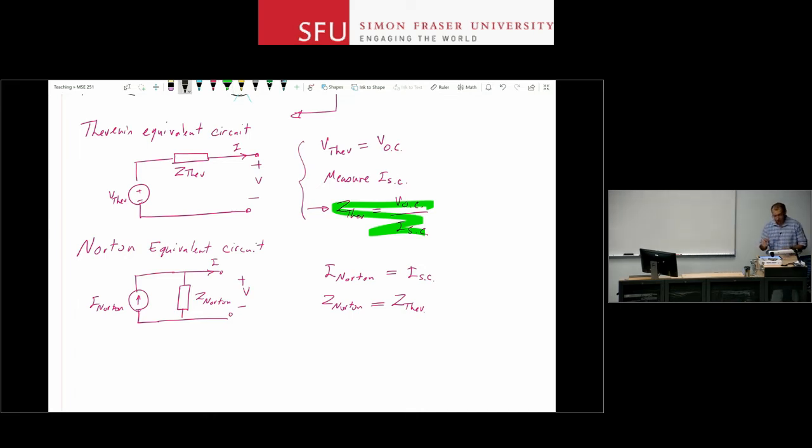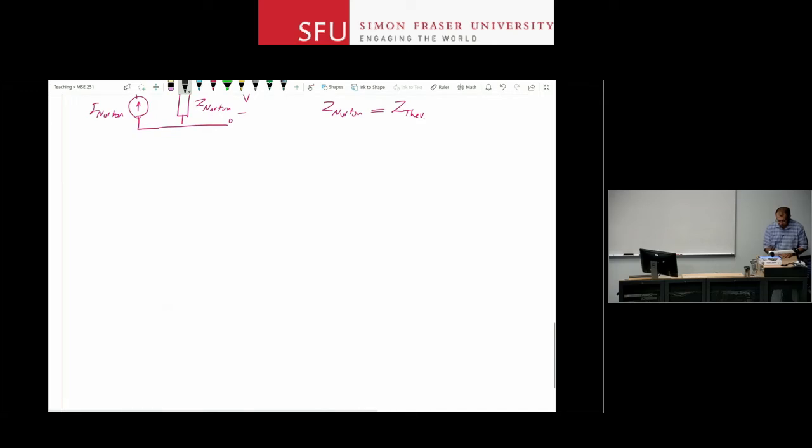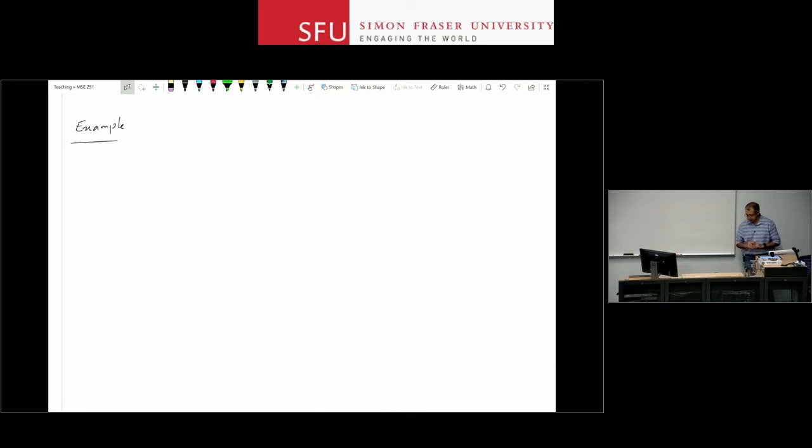It may be a little bit longer in this particular case than calculating the short circuit current and dividing VOC by ISC, but it's just an example, a practice for the technique that we're going to use in future. Let's just try this.